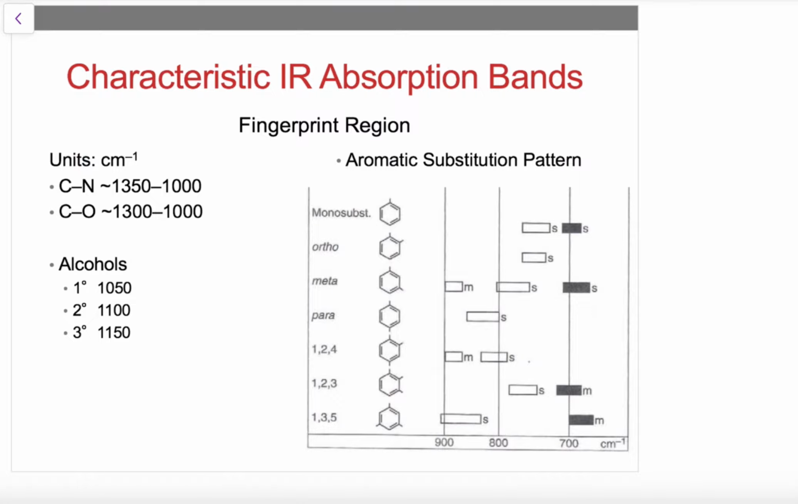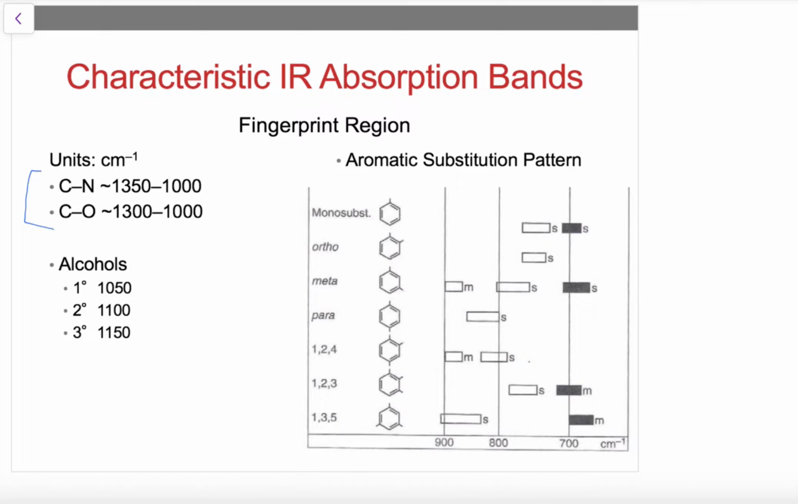The previous slide dealt with the functional group region of the IR spectrum. Now in the fingerprint region, there are several useful things that we can get. First off, if we're deciding between carbon-oxygen and carbon-nitrogen compounds, this is where you can look. Carbon-nitrogen bonds typically show up around 1350 to 1000. Carbon-oxygen bonds typically show up between 1300 and 1000. This can help determine things such as alcohol versus amine, or ester versus amide.